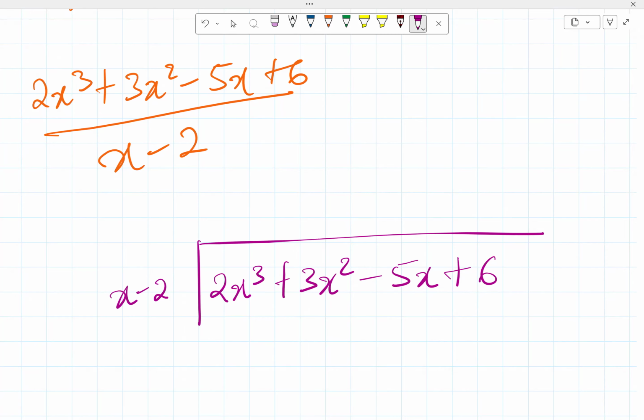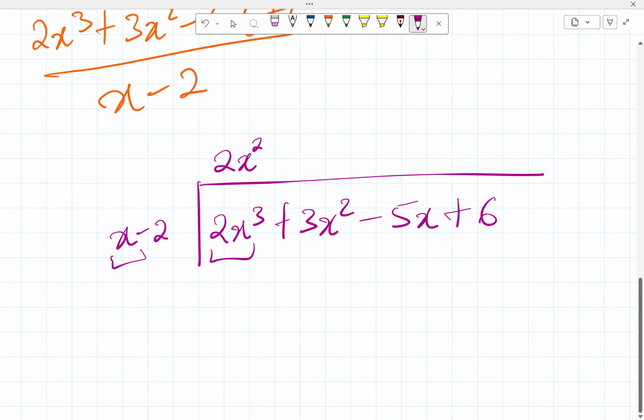2x cubed divided by x, right? This x now goes into x cubed. That was exactly what we did over there. So x cancels one of x here. So you have 2x squared, okay? So with this 2x squared, you now multiply it by each term here. So 2x squared multiplied by x, that is 2x cubed. Then 2x squared multiplied by minus 2x, that is minus 4x squared.